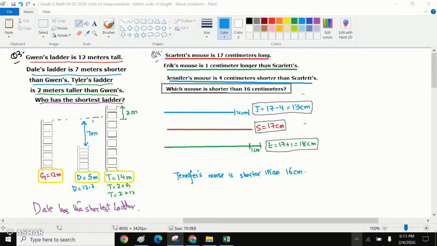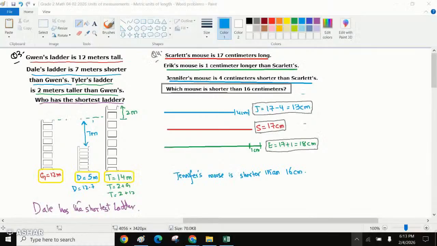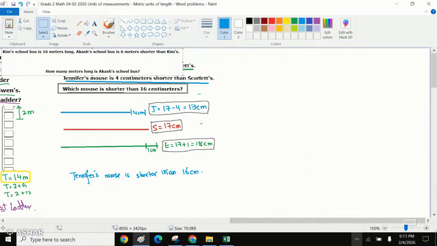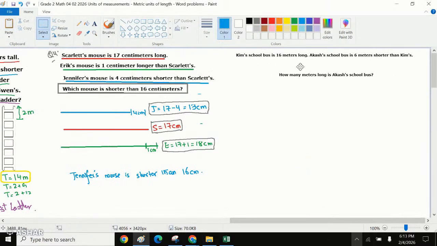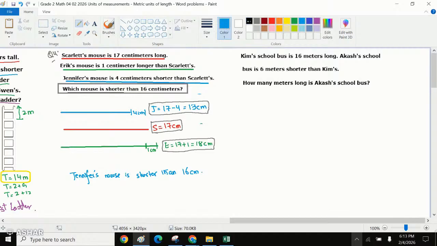Okay, again, they're talking about a school bus. They're comparing two school buses. Let's see. Let me copy the question first. Let me realign. They're saying Kim's school bus and Akash's school bus. They're two different school buses.